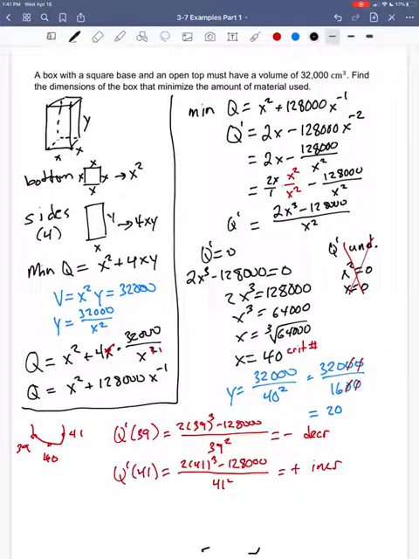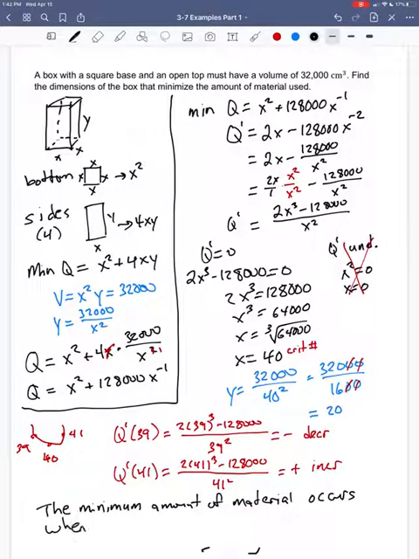And so the minimum amount of material occurs when the base is 40 centimeters by 40 centimeters and the height is 20 centimeters.